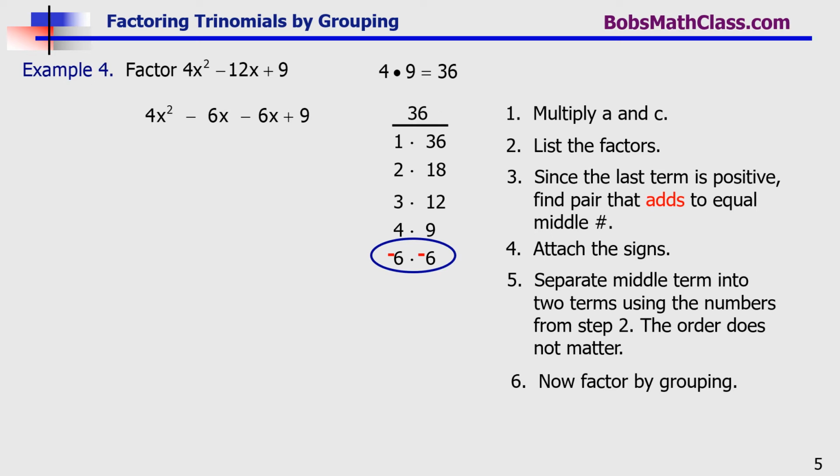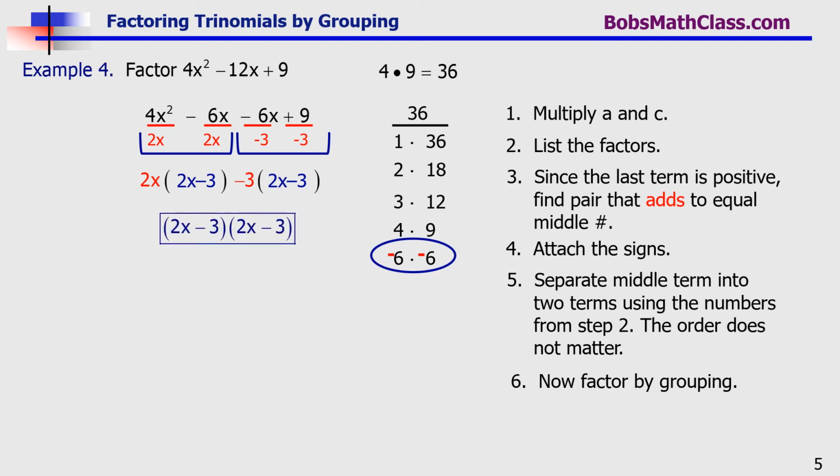And now we can factor by grouping. GCF for the first pair, 2x. That'll give us 2x minus 3 inside the parentheses. GCF for the second pair, 3, but the first term is negative, so it'll be negative 3. And then the result will be also 2x minus 3. So now the common binomial factor is 2x minus 3. It's shown in blue here. And then what's left over is the other 2x minus 3, which is shown in red.